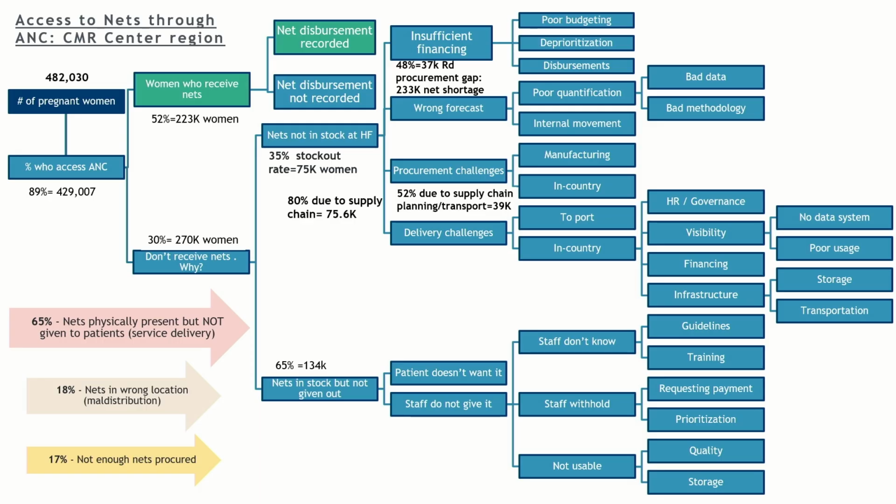As we get down to this third level of the tree, this is where we did qualitative interviews to really understand why this 65% of the nets in the health facility are not going out. Or are they going out, but there's a data management challenge? As we move through the tree, we can start to think about targeting our root causes and having the most impactful interventions. Next.